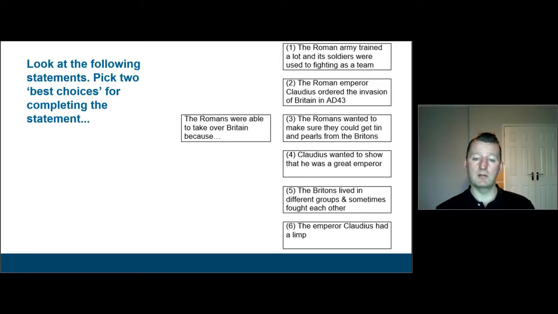So the Romans were able to take over Britain because, 1, the army trained a lot and its soldiers were used to fighting as a team. 2, the Roman Emperor Claudius ordered the invasion of Britain. 3, the Romans wanted to make sure they could get tin and pearls from the Britons. 4, Claudius wanted to show that he was a great emperor. 5, the Britons lived in different groups and sometimes fought each other. And 6, the Emperor Claudius had a limp. Now, all of these are historically true statements, but only 2 of them really work to complete that initial phrase.